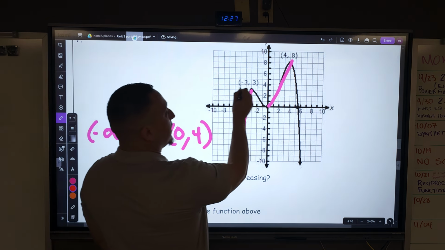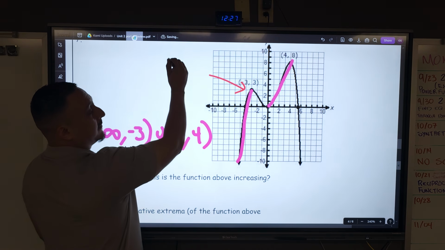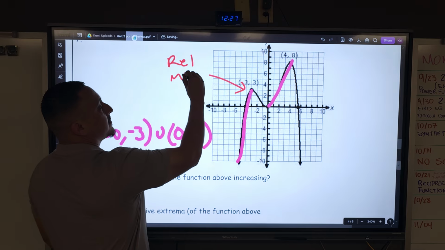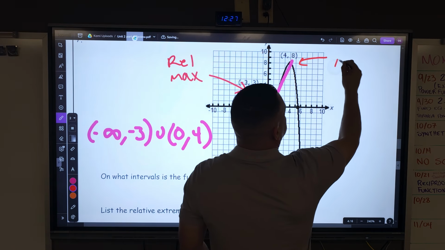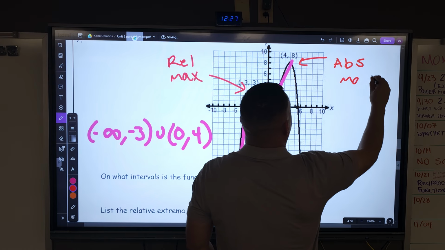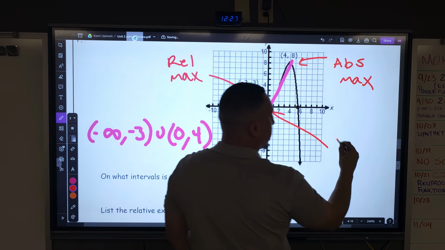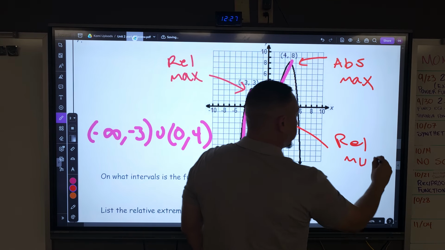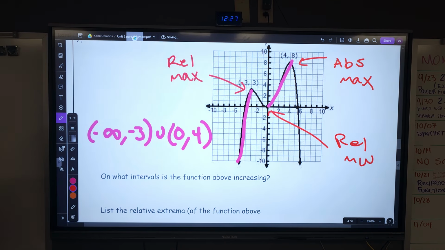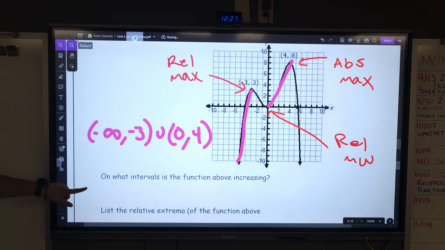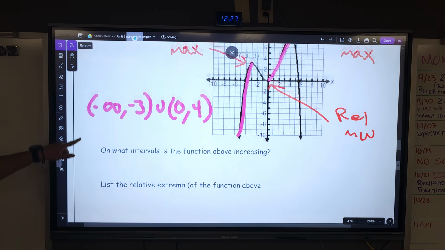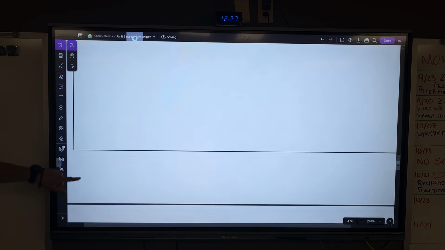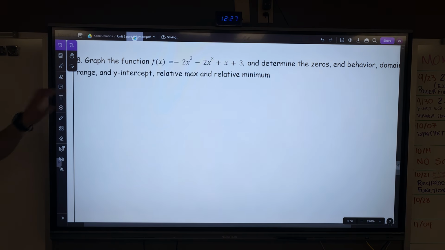Okay. This right here is called relative max. This one's the absolute max. That one's relative minimum. And you don't have an absolute minimum because those are infinities. Is that okay, guys? On that one? That's from last unit. Okay, but I'm trying to rush to get to number 8.